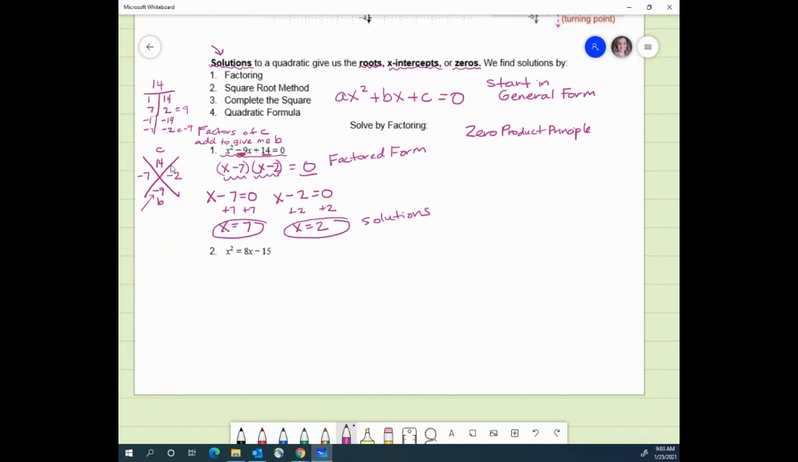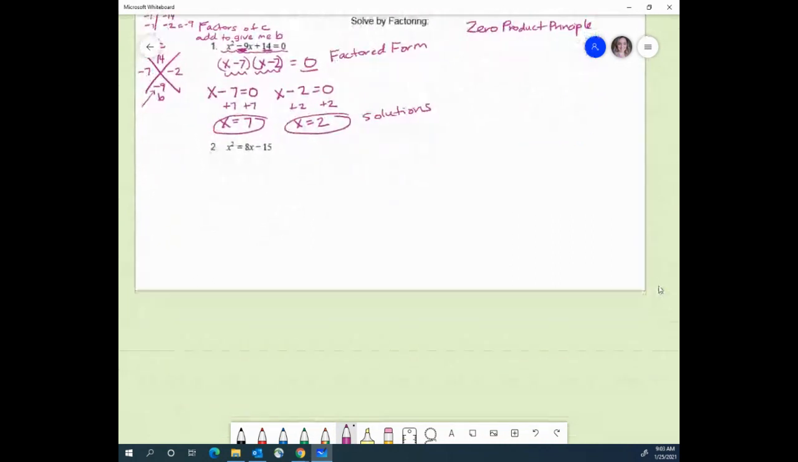So we found our factors, wrote it into factored form, split them apart, and found our solutions. Now number 2, we're going to do that same process again. But for number 2, we have to put it into general form first. So notice we've got x squared over here by itself, but we need these guys to come over here. We want to try and keep x squared positive if we can. So I'm going to subtract 8x and I'm going to add 15. And that's going to bring them over to the other side. So it's going to become x squared minus 8x plus 15 equals 0.